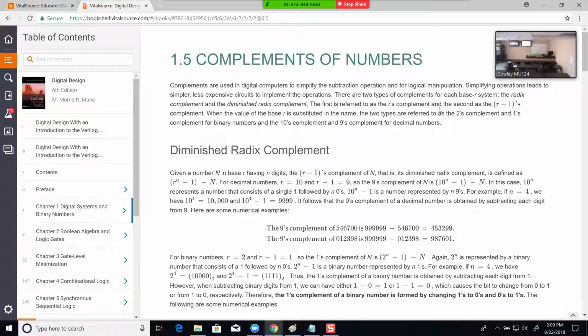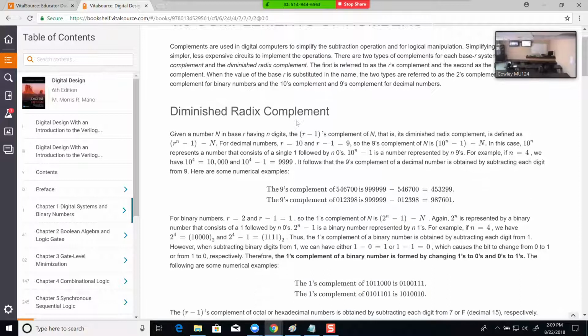There are 2 types of complements for each base R system, the radix complement and the diminished radix complement. The first is referred to as R's complement, and the second is referred to as R-1's complement. When the value of the base R is substituted in the name, the 2 types are referred to as 2's complement and 1's complement for binary representation, and 10's complement and 9's complement for decimal numbers. Well, let's see what in the world that means.